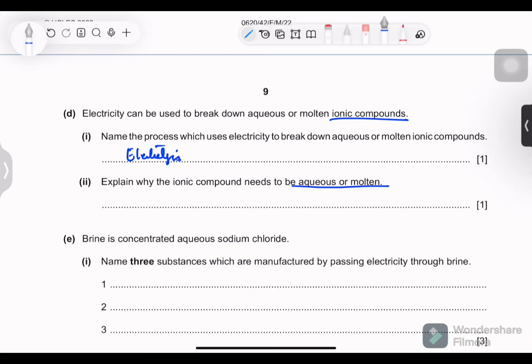So in the aqueous or molten state, it conducts electricity. This is a very frequently occurring question: why do ionic compounds conduct electricity when they're aqueous or molten, and why do they not conduct electricity when they're in solid form? It conducts electricity due to mobile ions, not electrons, ions. Mobile electrons are in metals.